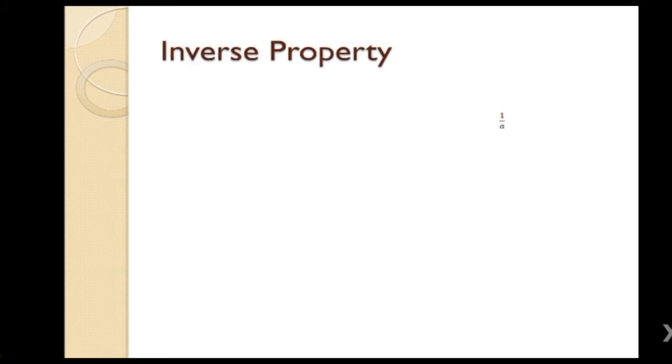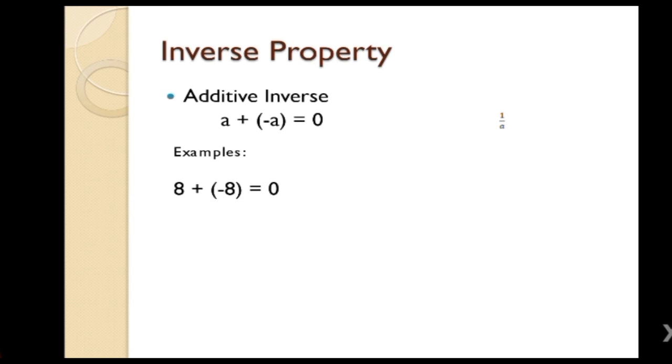And the last property is the inverse property. So, for additive inverse, any number added to its additive inverse or opposite is equal to 0. So, kahit anong number i-add mo sa opposite niya, ang magiging sagot ay 0. So, like 8 plus negative 8, so that is 0. Negative 9 plus 9 is also 0.